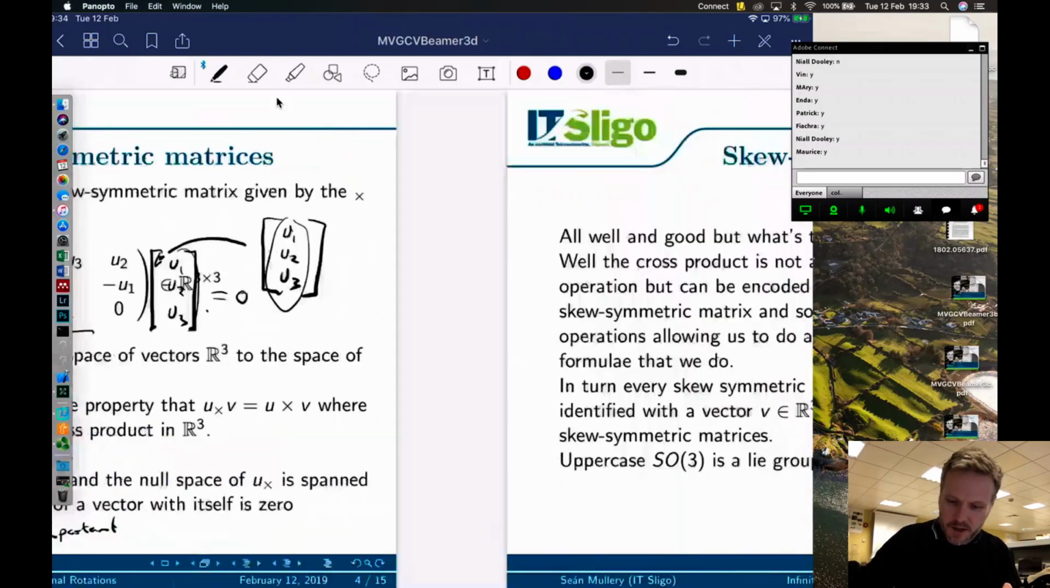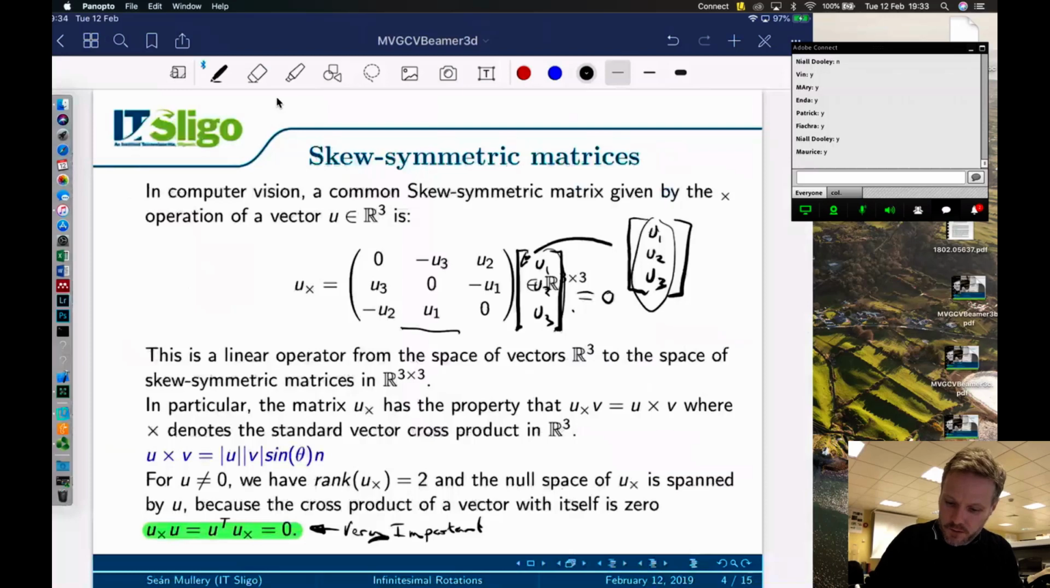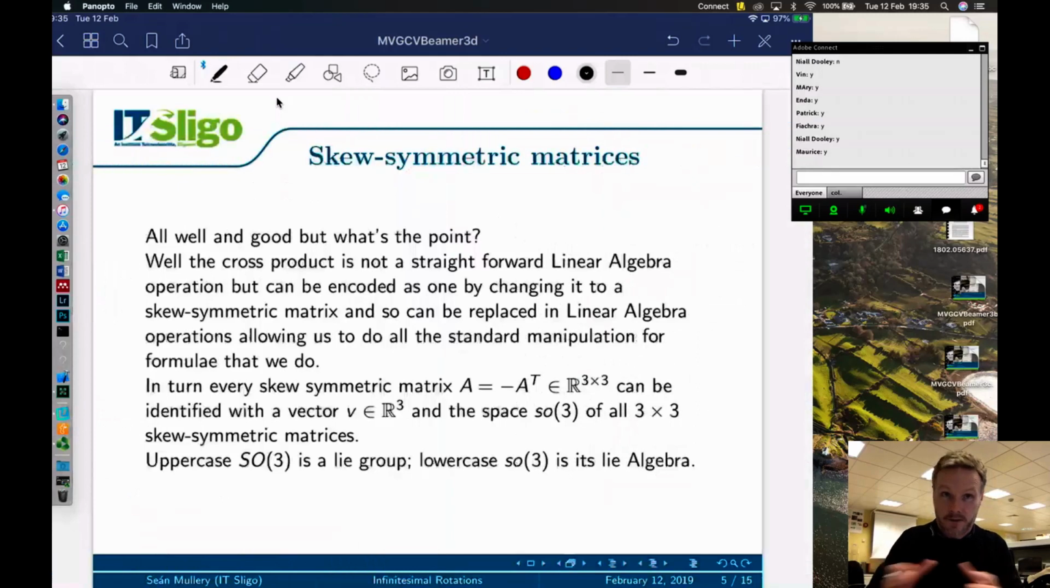Okay, so this is all well and good, but what is the point of it all? The cross product is not a straightforward linear algebra operation. So you can't just take one vector and do a cross product with the other as part of your normal linear algebra manipulation. But if you can put it into this skew-symmetric form, then you can. So if you change it from the u vector to u cross here, then you can use that as a standard linear algebra matrix, and it allows you to operate inside of your linear algebra manipulation.